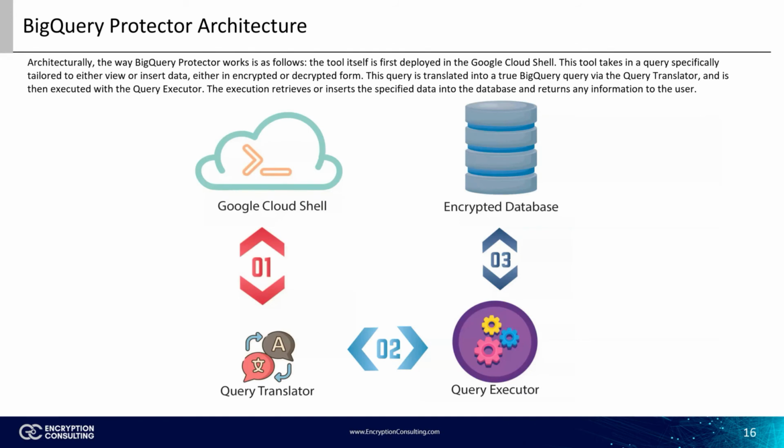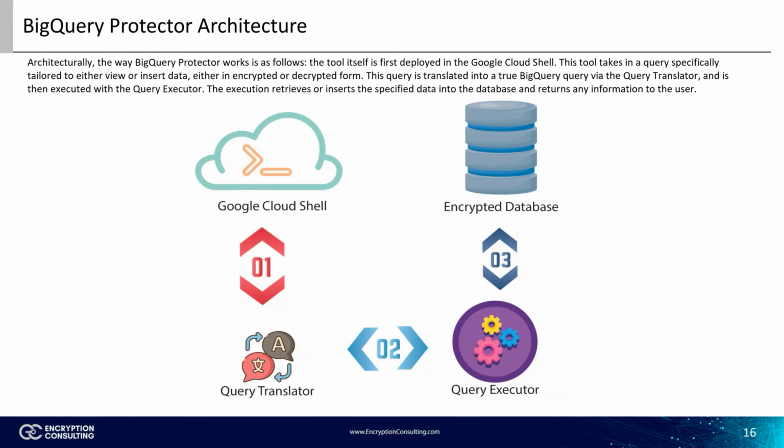Here's a diagram of how BigQuery Protector architecturally works. As an executable tool, the user enters the BigQuery Protector query into the tool via Google Cloud Shell. That query is then sent through a query translator to translate it into a true BigQuery query. The query is then executed via BigQuery, and the necessary information is then sent back to the user.